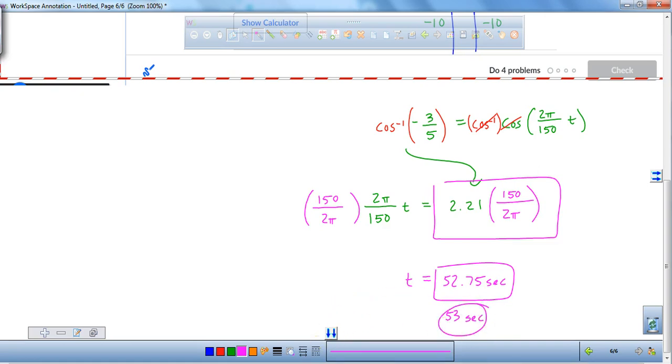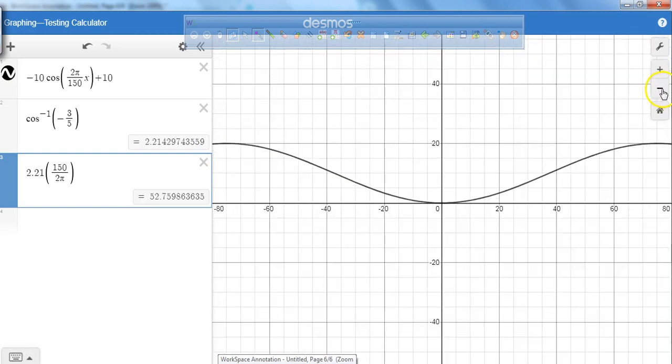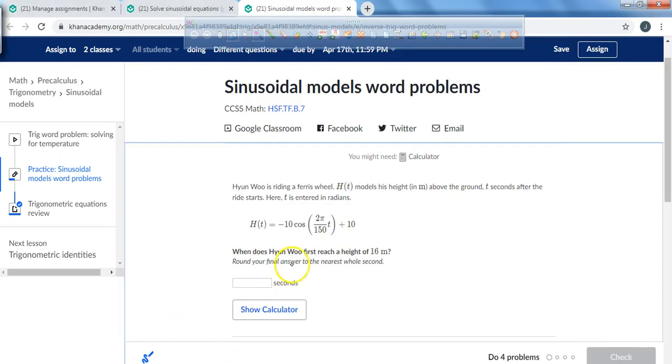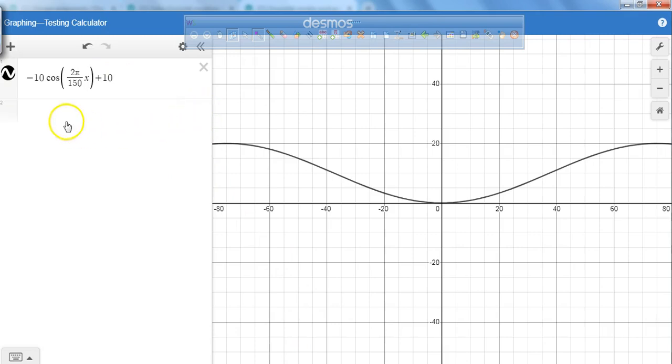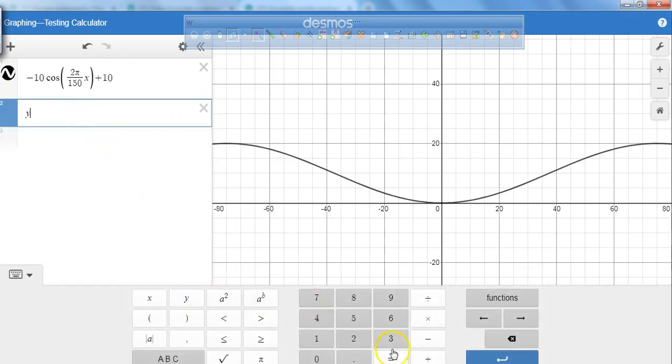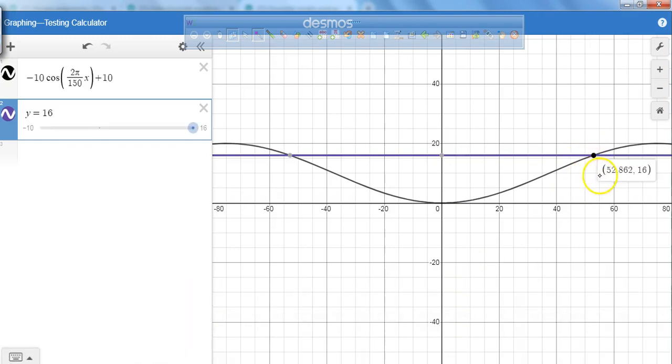Now I'm going to zoom out just a bit here. I've typed in our function right here, negative 10 cosine plus 10, all that stuff. Just type that in right here. I'm going to delete this, and delete this. And I'm just going to say y equals 16. And oh my goodness, we got 52.86 right here, which is basically 53.